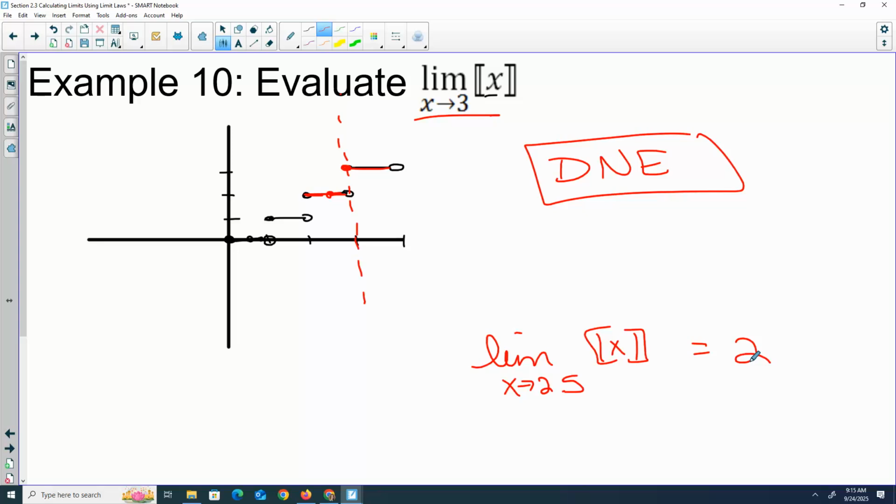Any other questions there? All right, final thing that we need to talk about in here. Sometimes we have functions where we just can't evaluate the limit using limit laws, and they're pretty complex, so graphs can be complicated, tables can be confusing. There is one other option, it's called the squeeze theorem.